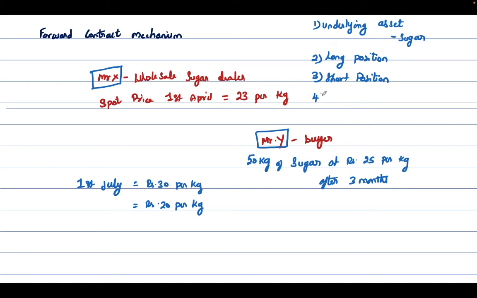The fourth term is spot price. This is the quoted price of the underlying asset for buying and selling at the spot, or immediate delivery. Sorry, it's not spot position, it's spot price. So this is the spot price. 23 per kg is the spot price.